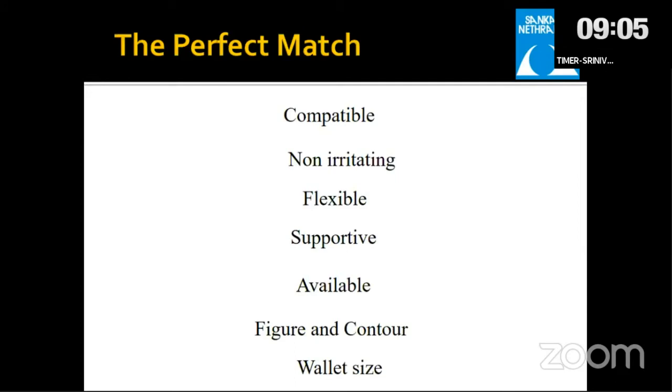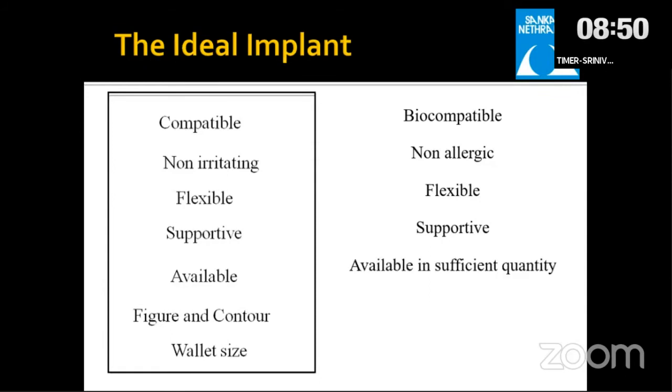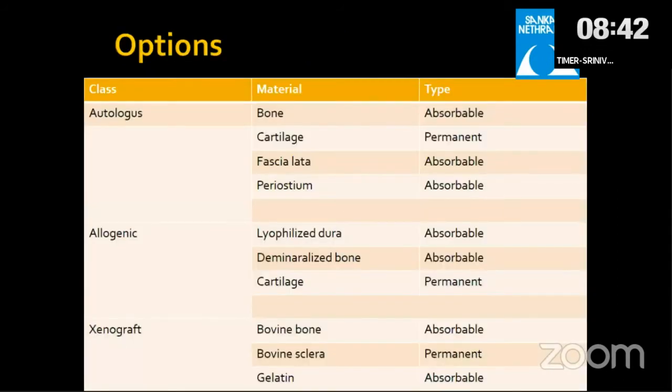So when we extrapolate these factors to our orbital implant, they should be biocompatible, they should be non-allergic, they should be flexible and support the orbital contents very nicely, and the material should be available in sufficient quantity. They should be easy to contour, and yeah, they should be cost effective also. So we have a lot of options, and there's a battery of implants that we have come across, but only few of them are routinely used.